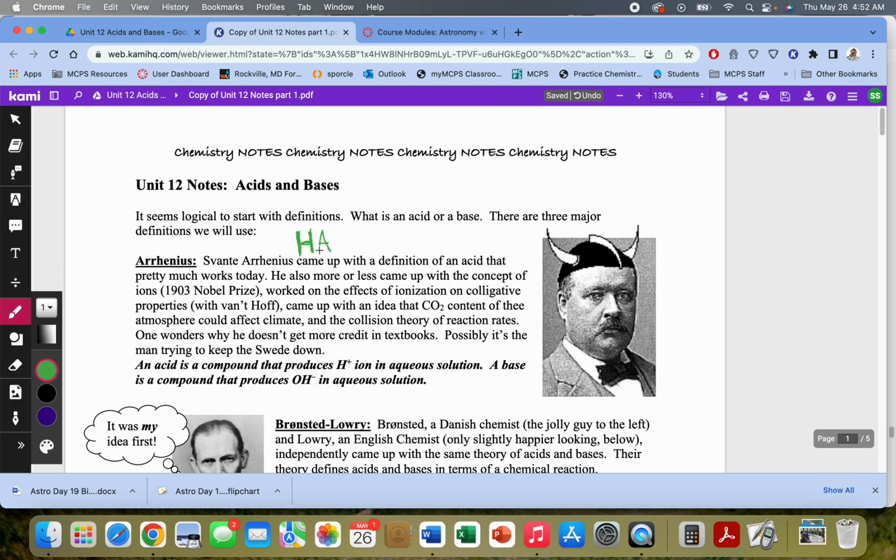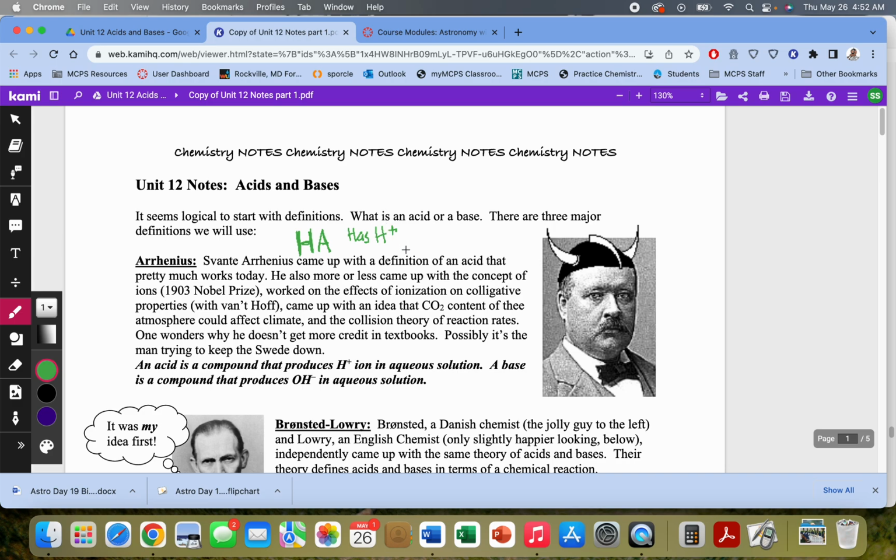Now, A is a fictional ion, right? But it means that it has H plus, right? If you remember from when we were naming things, if I put H at the beginning of a compound, that means it's H cation, hydrogen cation, and so has H plus ion is a good definition for an acid.